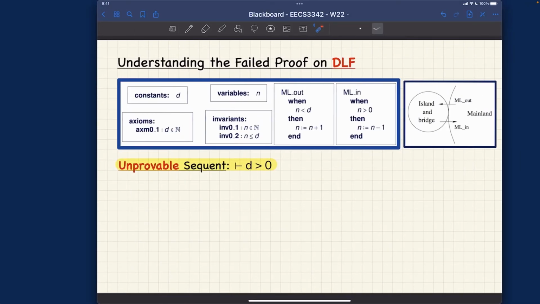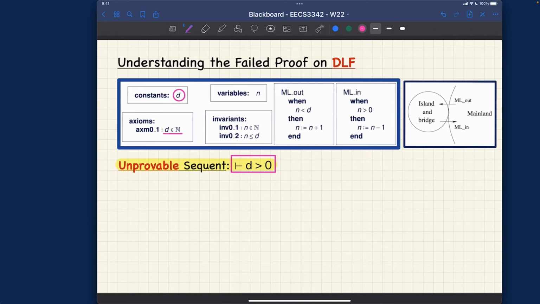This is our model M0 as is, and this is our abstraction for the initial model. Just make sure you understand the context. And this is something that we failed to prove, which is about the constant. If you look at the sequence over here, d larger than 0, and d is declared as a constant over here, and the only constraint that we know about for d is its typing constraint, which is that d is a natural number.